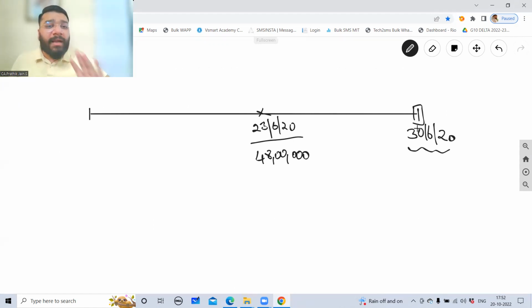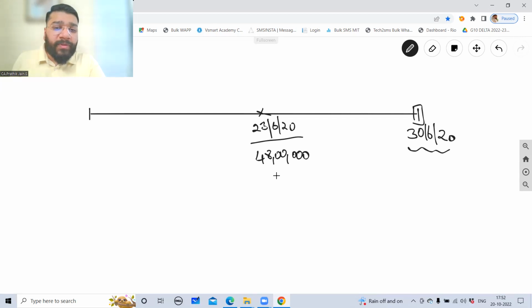When we started our discussion on the valuation of inventories, I had discussed what is forward reconciliation and backward reconciliation. So far, all the questions that we have done are all backward reconciliation. So this is the first question that we're dealing with, the forward reconciliation.